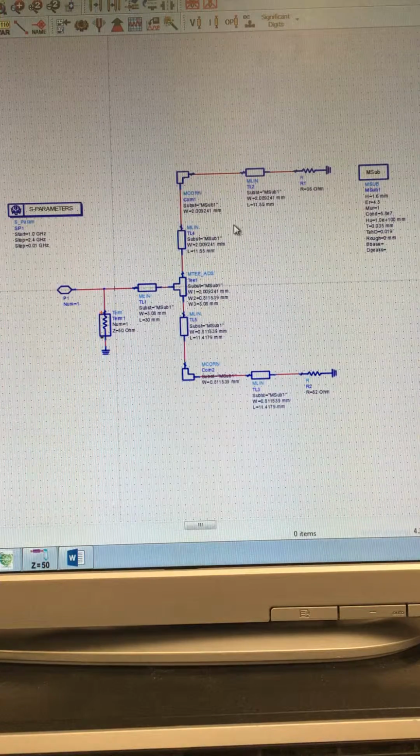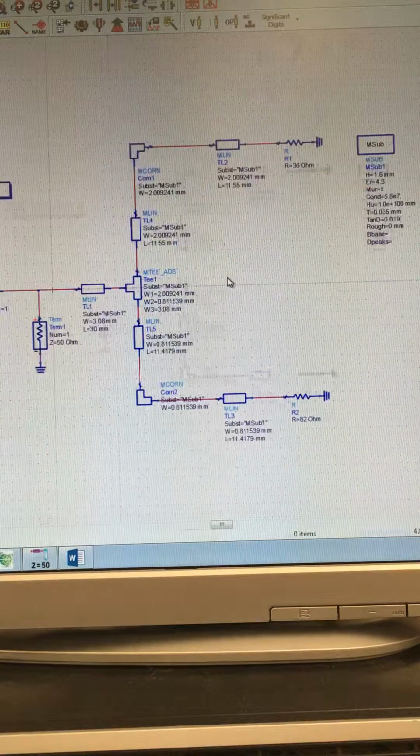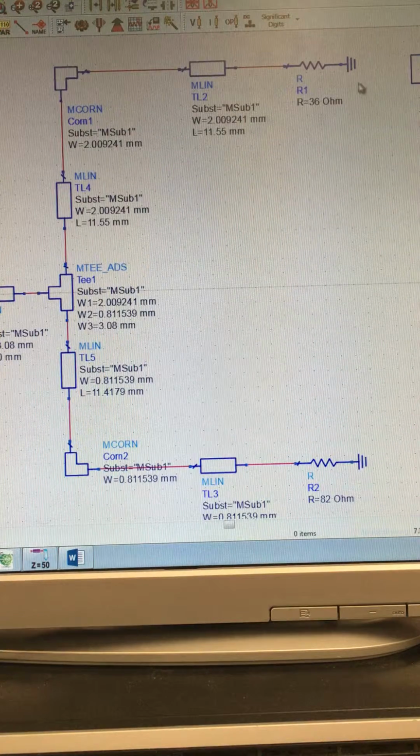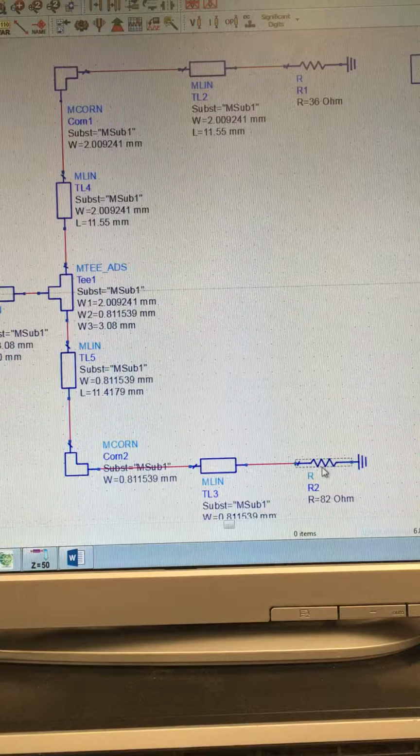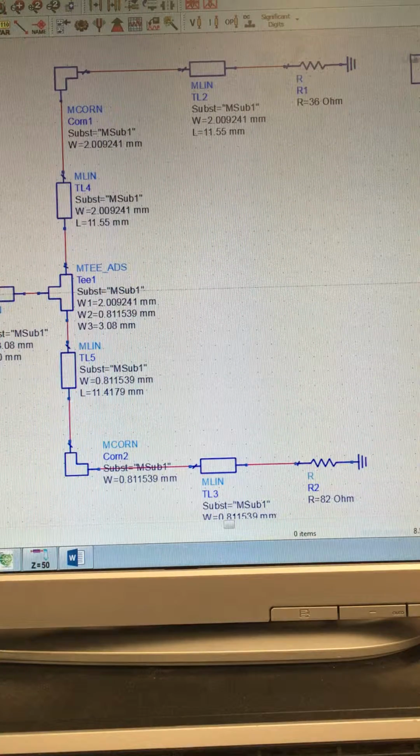The aim of this lab was to create a quarter wavelength matching circuit. This was to match two different sizes of resistors which symbolize antennas. One of them was 82 ohms and the other was 36 ohms.